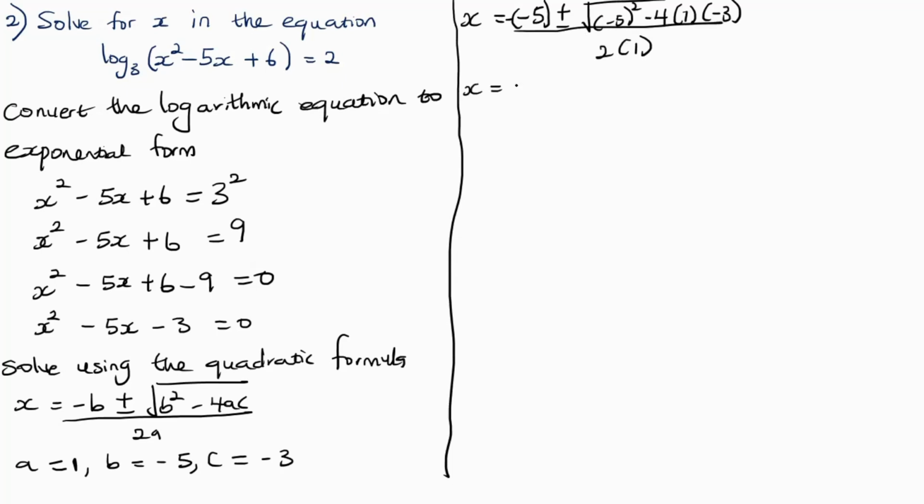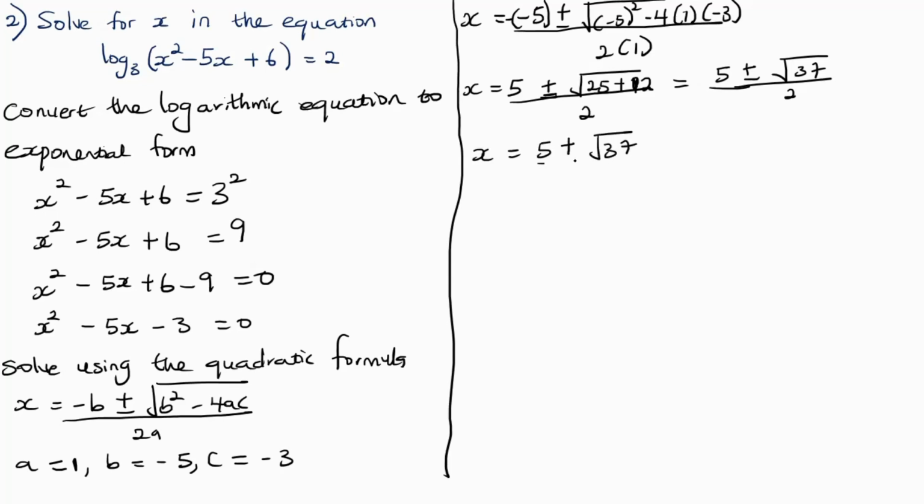So x is equal to minus times minus, which gives us plus 5, plus or minus the root of minus 5 squared, which is 25, minus 4 times 1 times minus 3, which gives us plus 12, over 2. This is equal to 5 plus or minus the root of 25 plus 12, which gives us 37, over 2. So we can say that x is equal to 5 plus the root of 37 over 2, or 5 minus the root of 37 over 2.